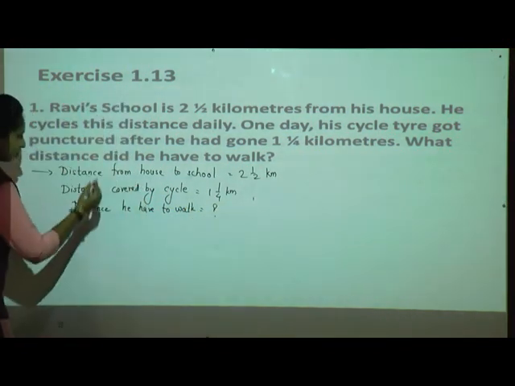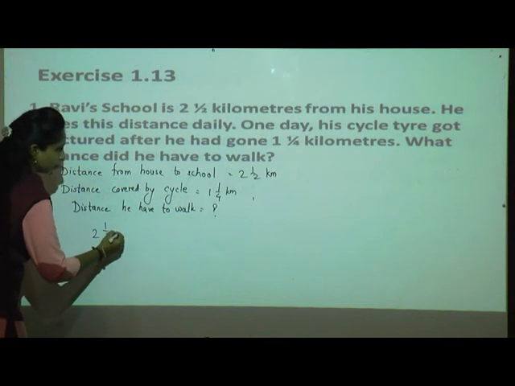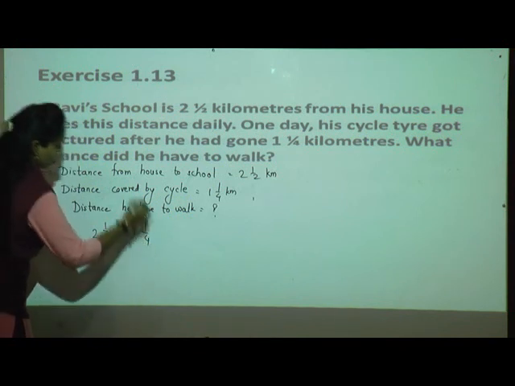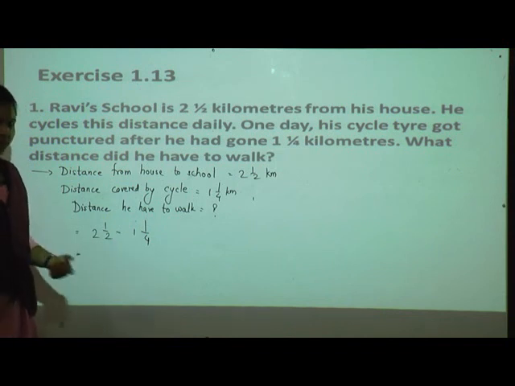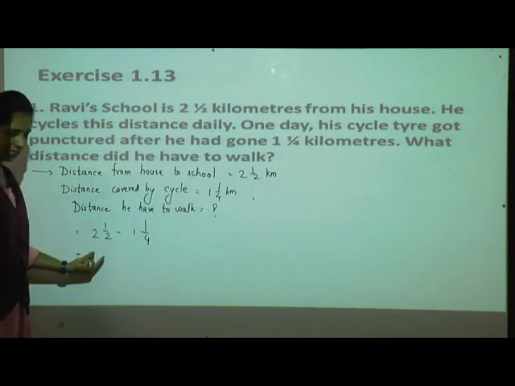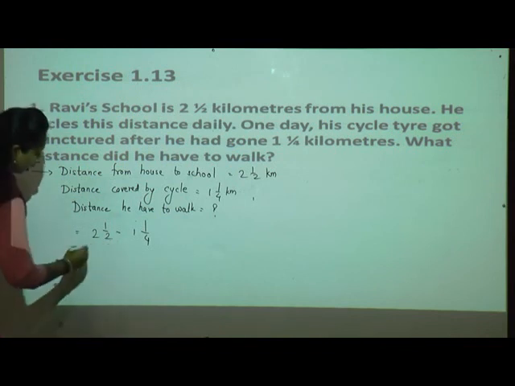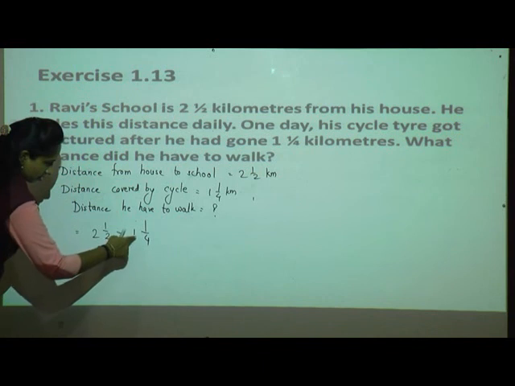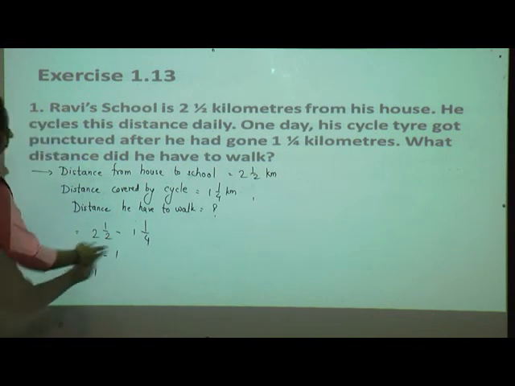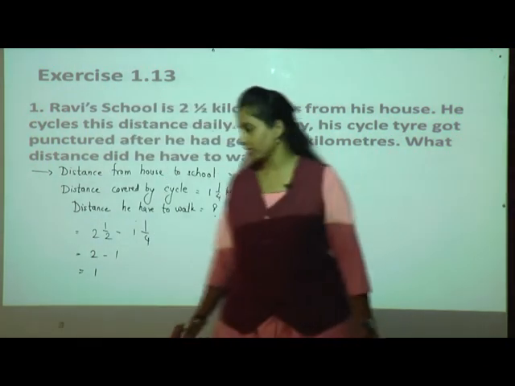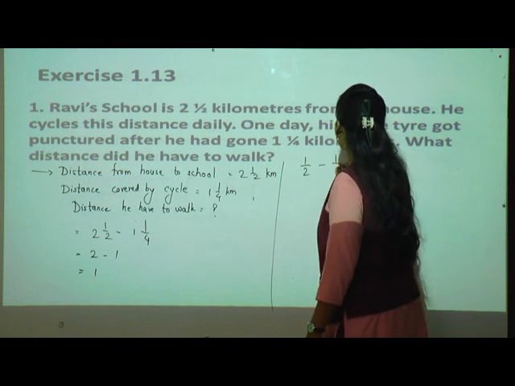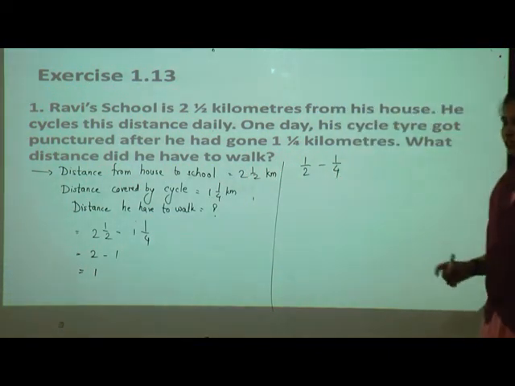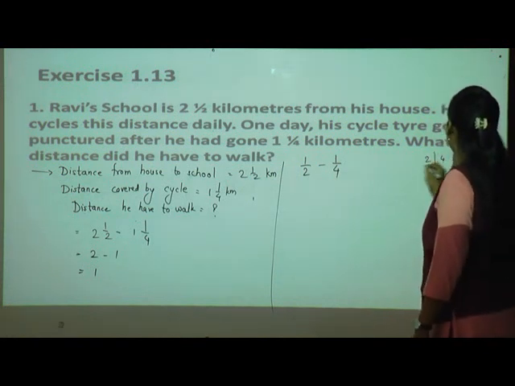So what do we have to do? We have to subtract 2 1/2 minus 1 1/4. Now see, in this question, students, mixed fractions are there. So what will we do first? Denominators are not the same, so we cannot subtract. We have to find the LCM. Now whole numbers we will take together. 2 minus 1, so 2 minus 1 is 1. Now we will take the fractions together on this side. Now see, what are the fractions? 1/2 minus 1/4. Denominators are not the same, so find the LCM of 2 and 4.